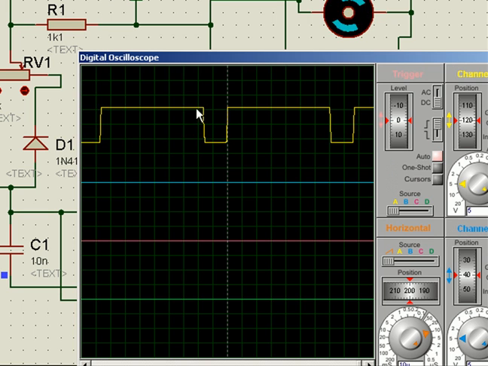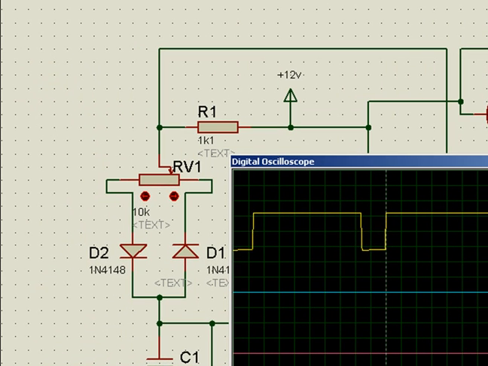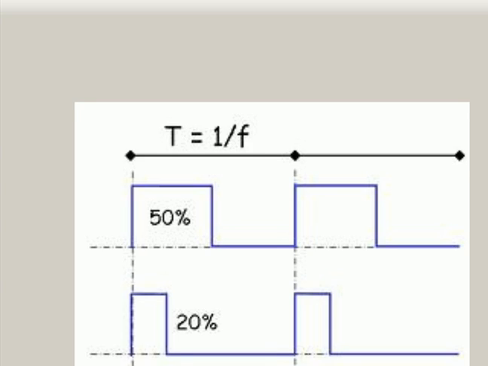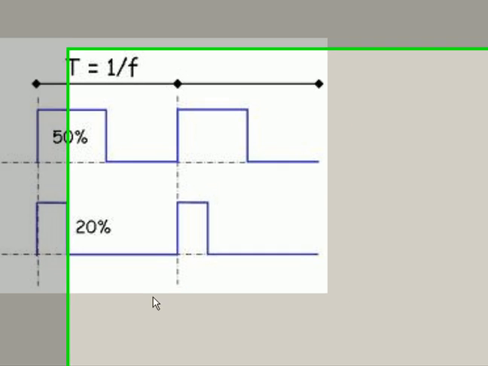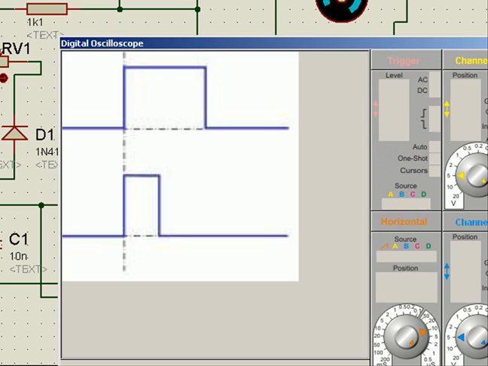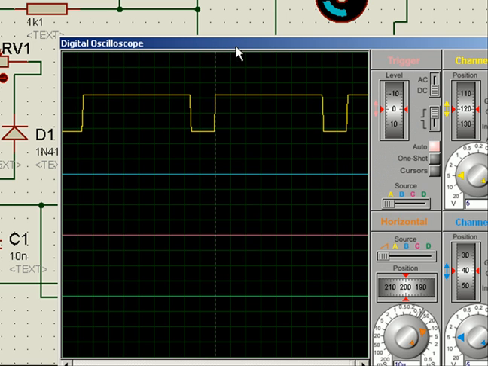So this is the on time, that means this is the time for which the motor gets the supply, and this time the motor is not getting the supply. That is how, since the width of the pulse is varied, the speed of the motor is changing accordingly. So this is what is pulse width modulation, or we can say this is what is called a 50% duty cycle and this is a 20% duty cycle. Based on this, the circuit works.